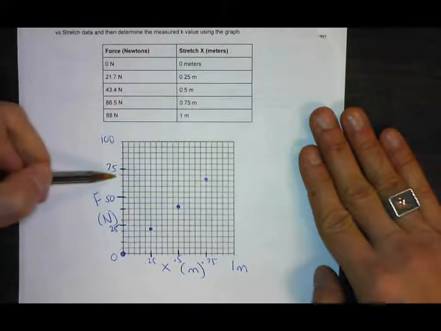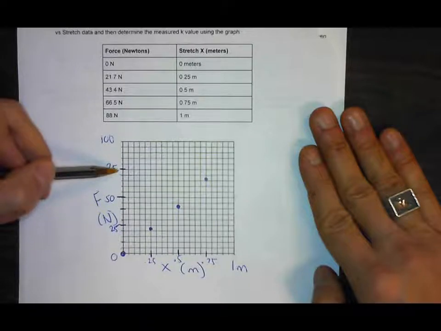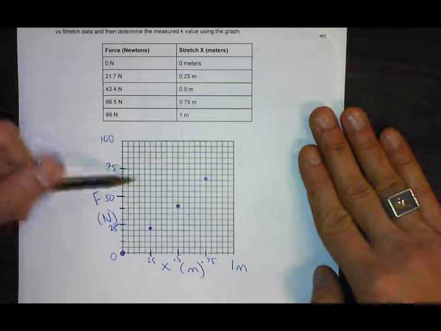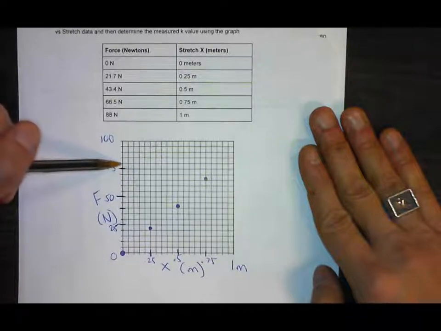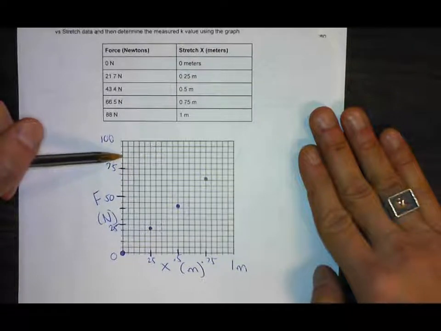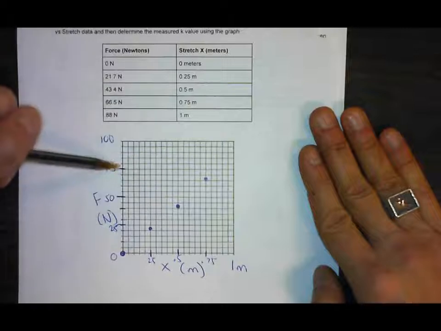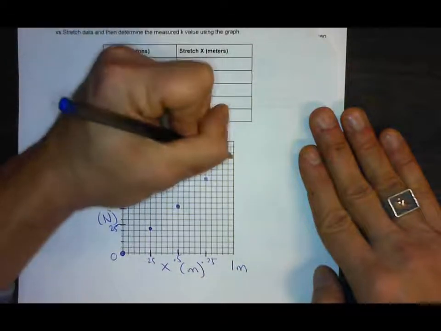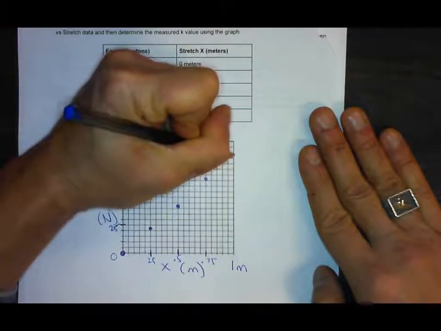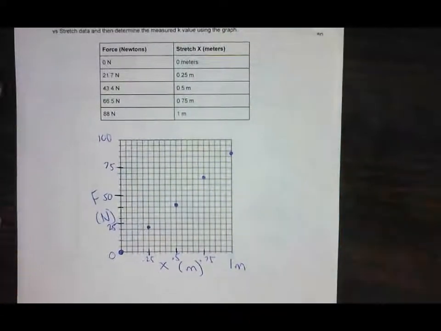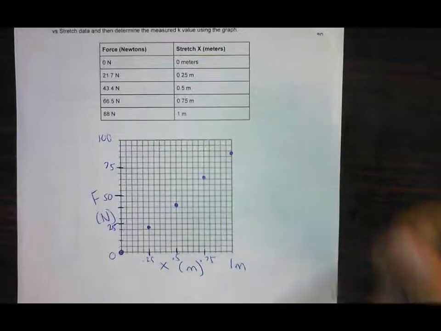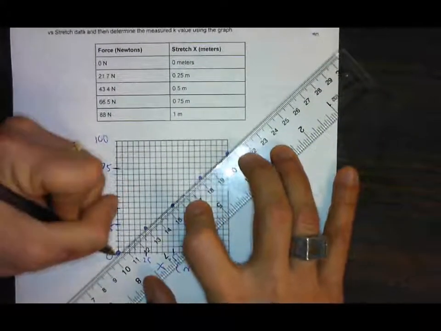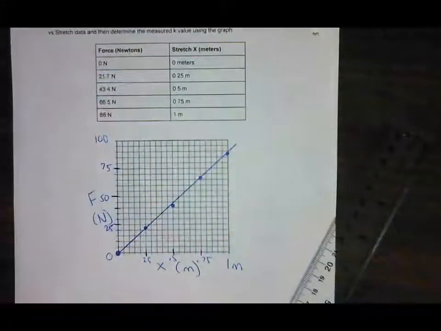And at 1 meter, I'm 88. So at 1 meter over here, I'm 88. This is 75. 80, 85, so I should be a little bit above that at 1 meter. 75, 85, going here, around there. Okay. I'm going to use a ruler to draw a line of best fit. It's my line of best fit.